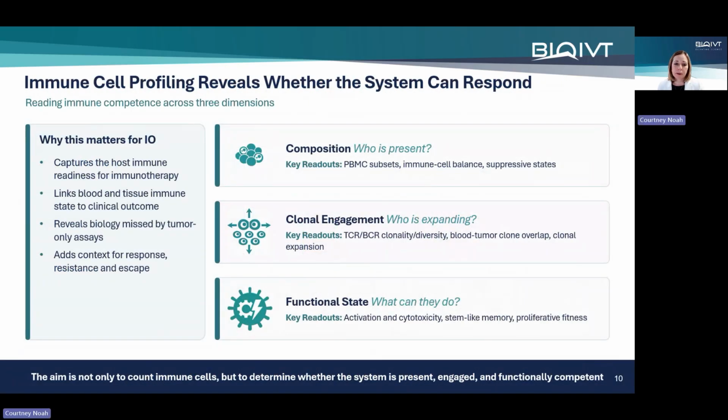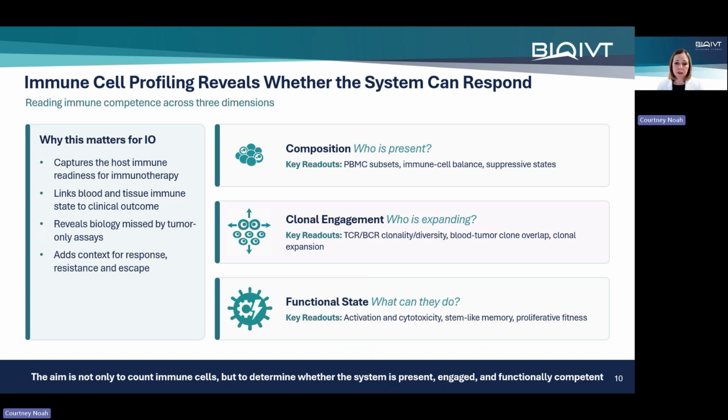As we think about immuno-oncology applications, this is where a better understanding of the immune system is probably just as important as understanding the tumor itself. My background is in immune biology, so this is one of the areas that I find most interesting, and we can look at it across three dimensions. The first is composition. If you think about that immune population, who is present? What immune cell subsets are we seeing? What's the cellular balance? Are there any suppressive populations in there?